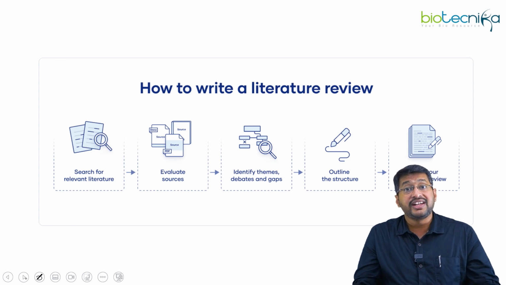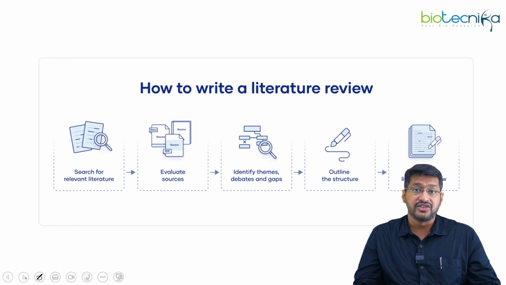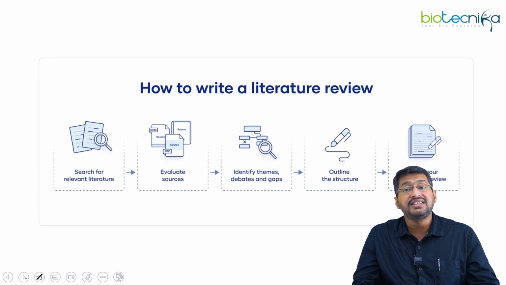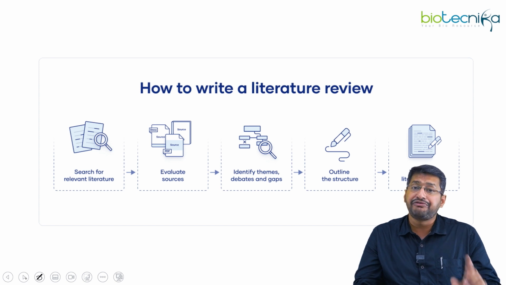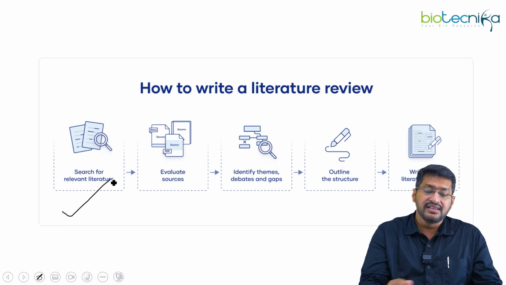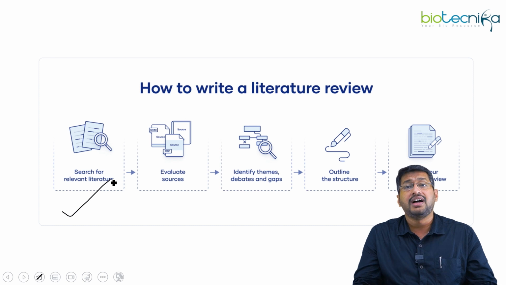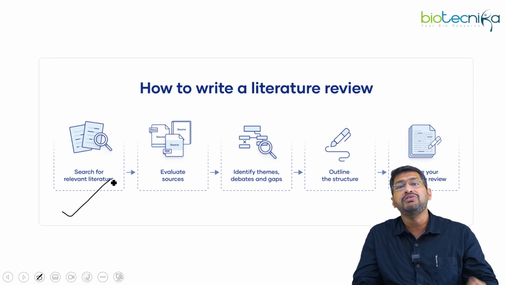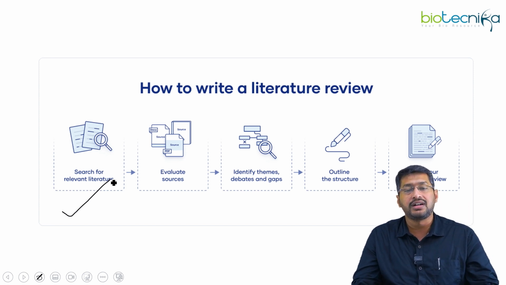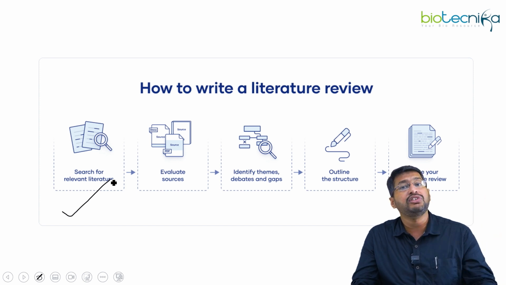Now, the next question is how to write a review of literature. Again, very, very important. These are the 5 major steps which a researcher has to follow to write an effective review of literature. The first step is to search for the relevant literature. If you look into our previous videos, we have also created content on how to search for relevant literature using keywords, and how to use filters.